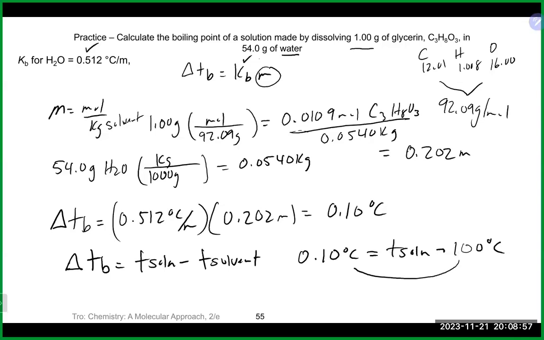That means we actually need to add the 100 degrees to the other side, and that gives us a whopping increase in temperature of about 0.10 degrees Celsius as our boiling point. So 100.1 degrees Celsius would be the boiling point of this solution here. Any questions on that calculation?